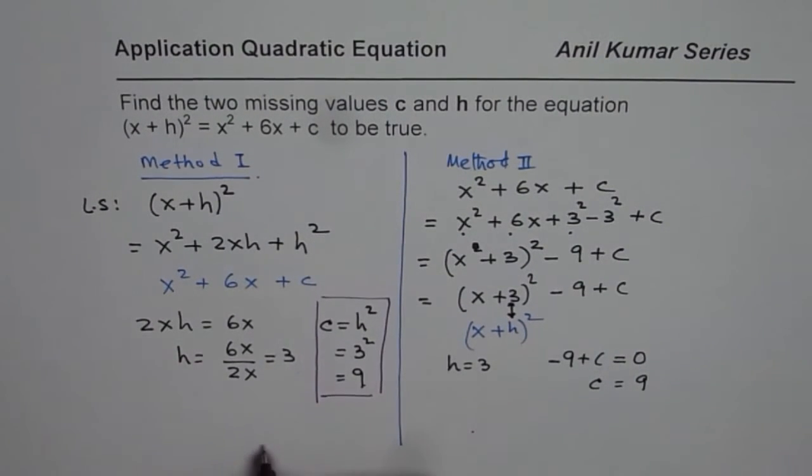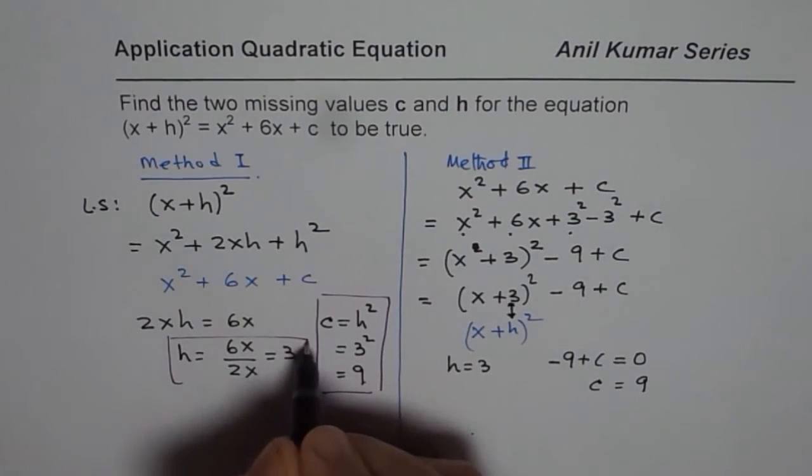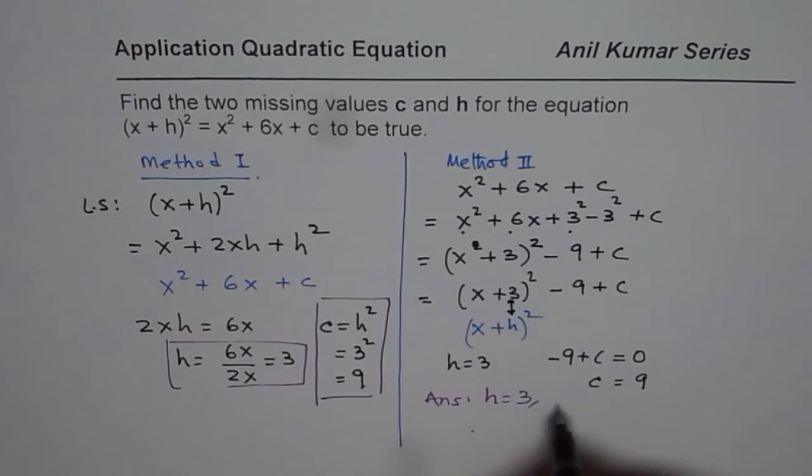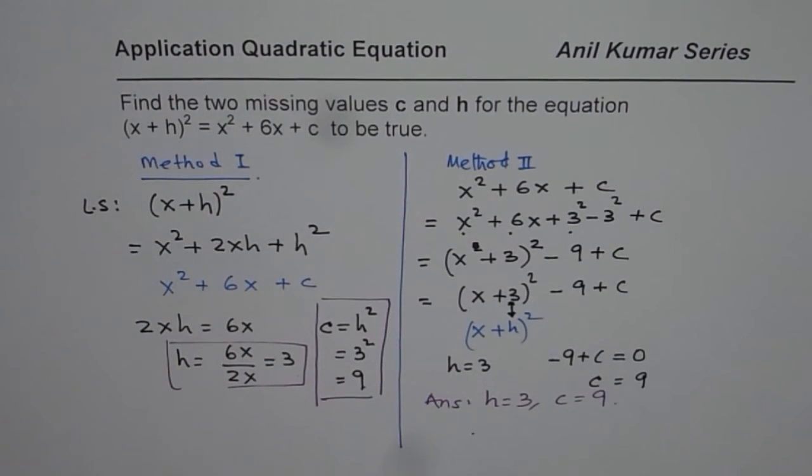c is equal to 9 and h equals 3, correct? So we can write down our answer, and that is h equals 3 and c equals 9. But you could adopt any one of these methods. I hope that helped. Thank you and all the best.